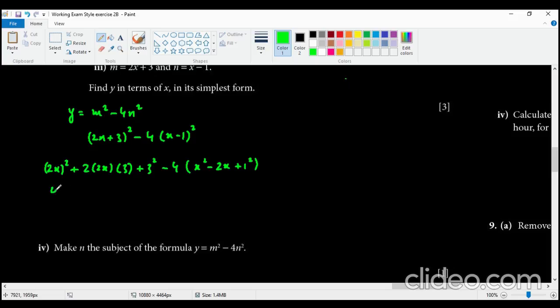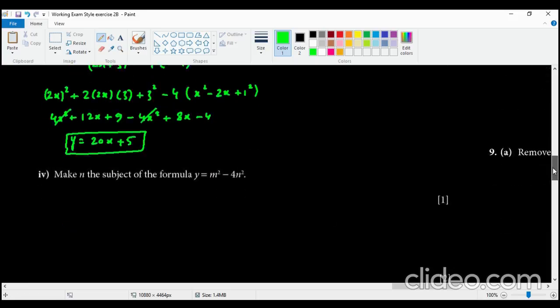So simplifying this is going to give us 4x square plus 2 times 2 is 4, 4 times 3 is 12, 12x plus 9, minus 4x square, minus minus is a plus, 4 times 2 is 8x, and minus 4 plus 1 is going to give us negative 4. So the 4x squares are going to cancel, and 12x plus 8x is going to give us 20x. y equals 20x plus 5 is the answer for this part of the question.